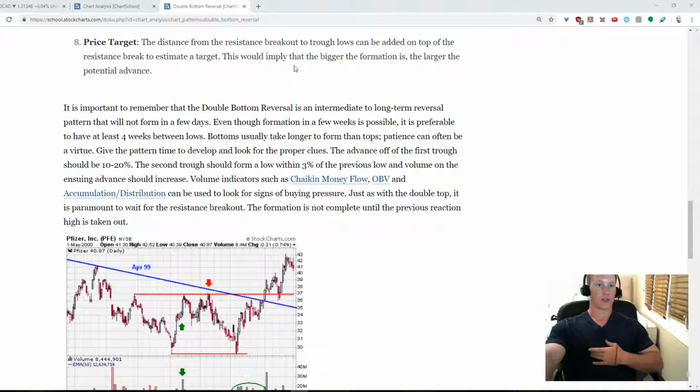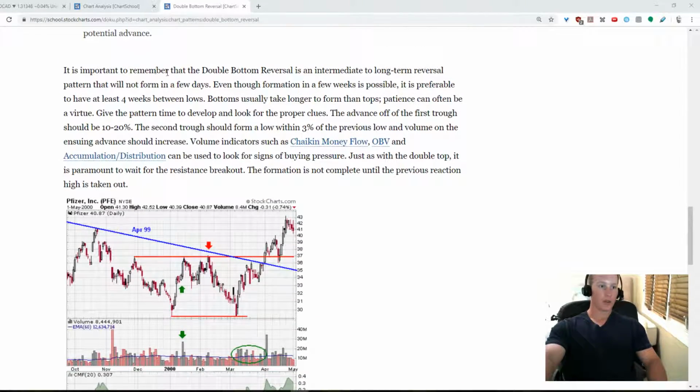This would imply that the bigger the formation, the larger the potential advance. It is important to remember that the double bottom reversal is an intermediate to long-term reversal pattern that will not form in a few days. Even though formation in a few weeks is possible, it is preferable to have at least 4 weeks between lows. Bottoms usually take longer to form than tops.